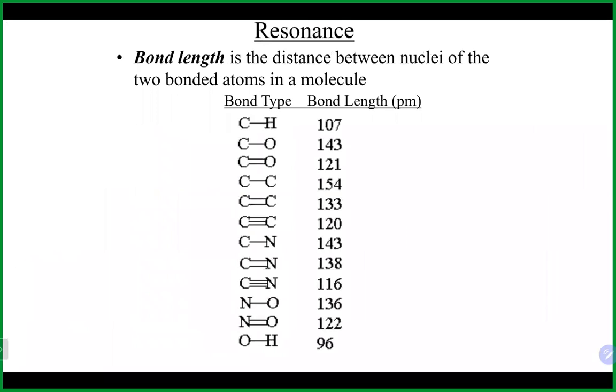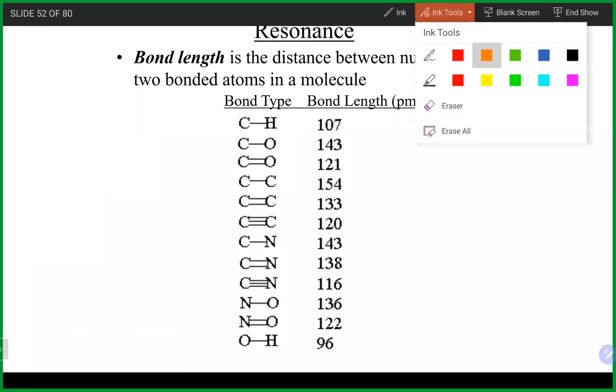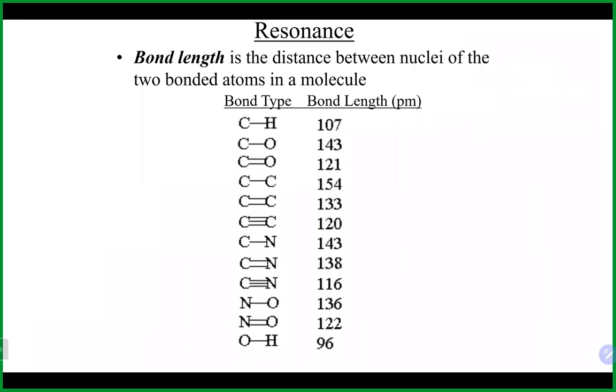So we talked about resonance structures, but let's also talk a little bit about bond length. This is a table of bond length, which is the distance between the two atoms in a bond. And you by no means have to memorize any of these numbers. But if we look at the carbon-carbon single bond, double bond, and triple bond, it's 154, 133, and 120. We look at the carbon-nitrogen single bond, double bond, and triple bond. What we see is it goes from 143 to 138 picometers to 116.